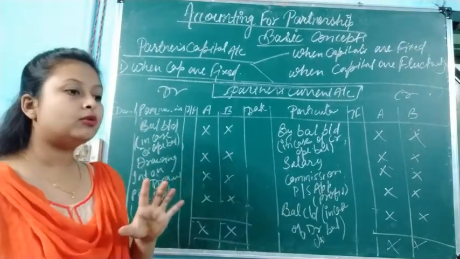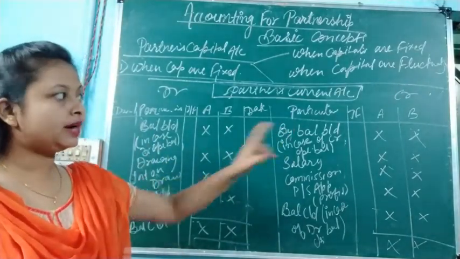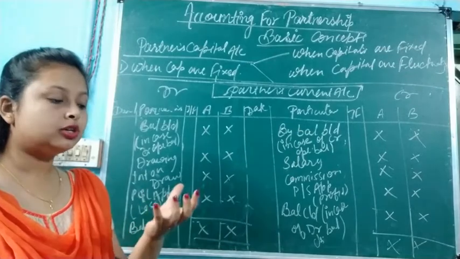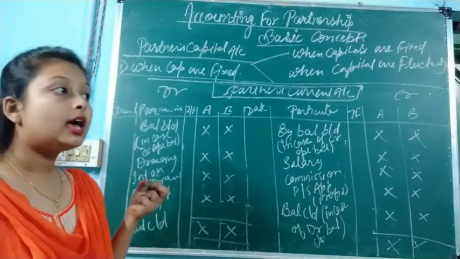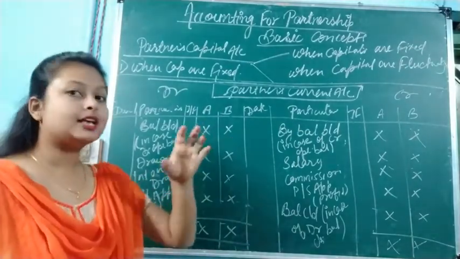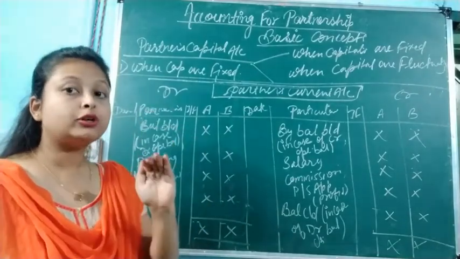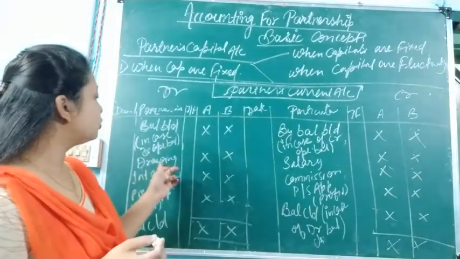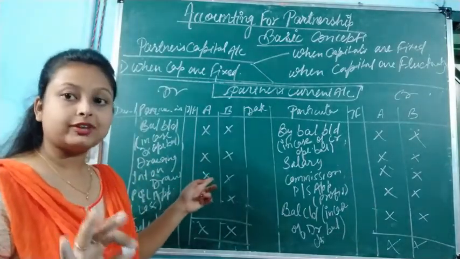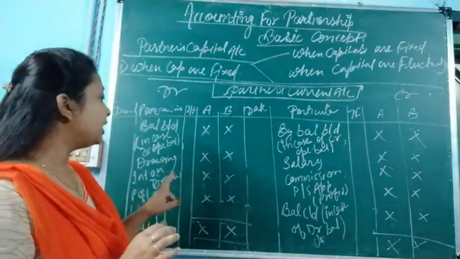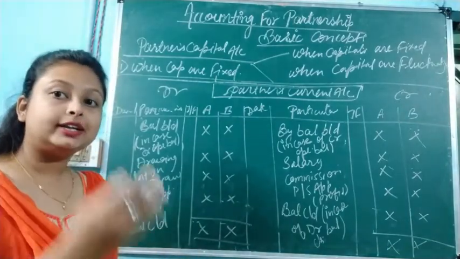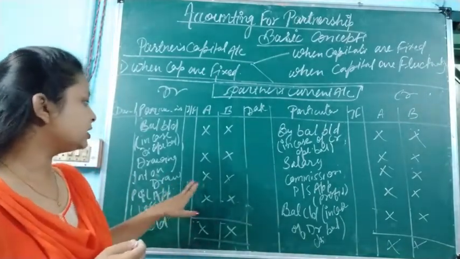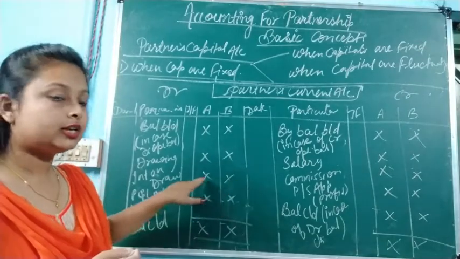Suppose 5 lakh rupees is the partner's capital and they withdraw 50,000 rupees from their capital. So their capital is going to reduce, and that amount we have to write down here. Drawing 50,000 rupees, if it is given in the question, then write it down here. And on that drawing, they have to pay interest also, so calculate the interest on drawing and write it down here.